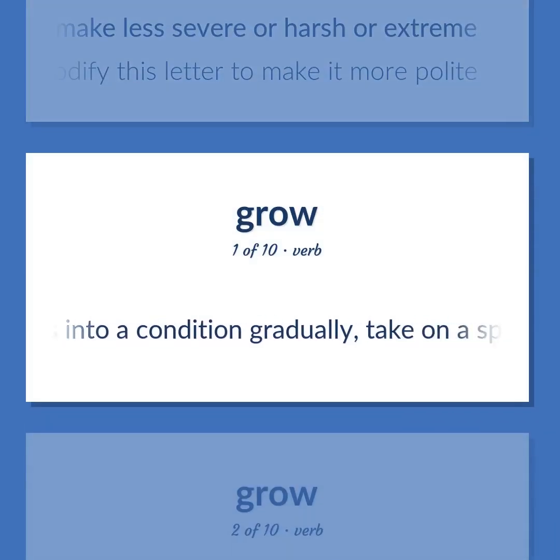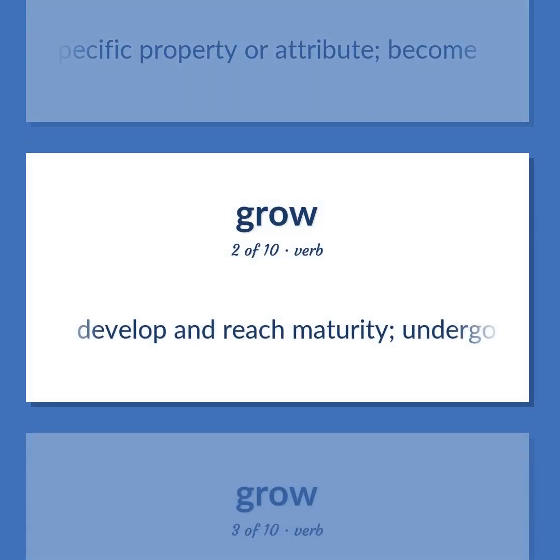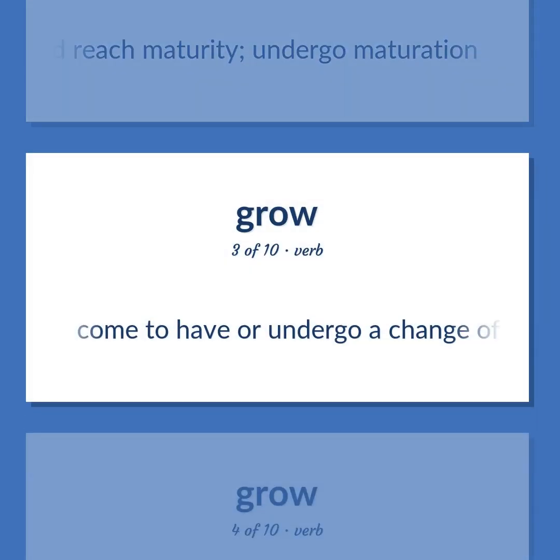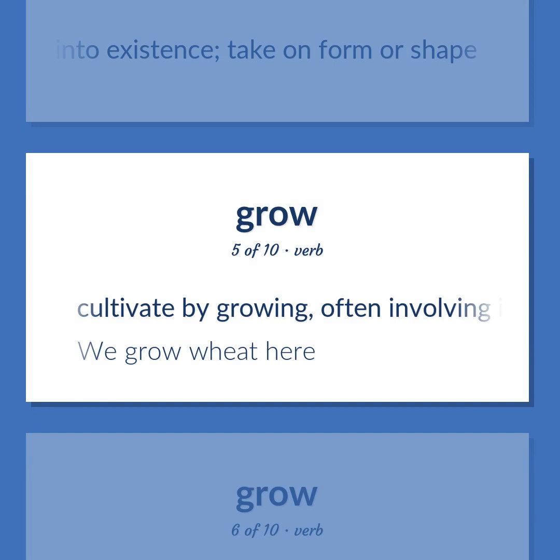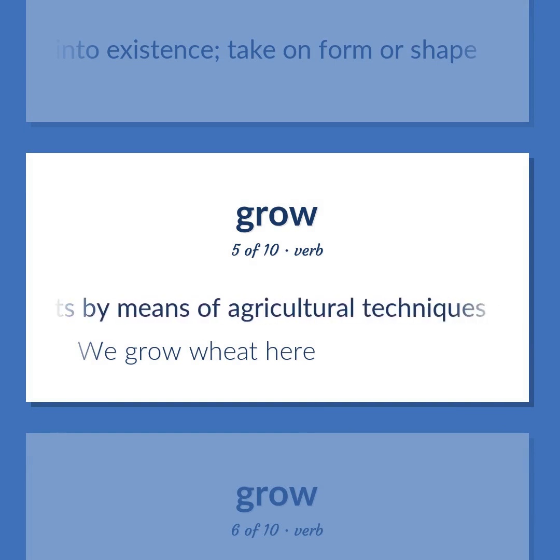Pass into a condition gradually, take on a specific property or attribute, become. Develop and reach maturity, undergo maturation. Come to have or undergo a change of physical features and attributes. Come into existence, take on form or shape. Cultivate by growing, often involving improvements by means of agricultural techniques. We grow wheat here.